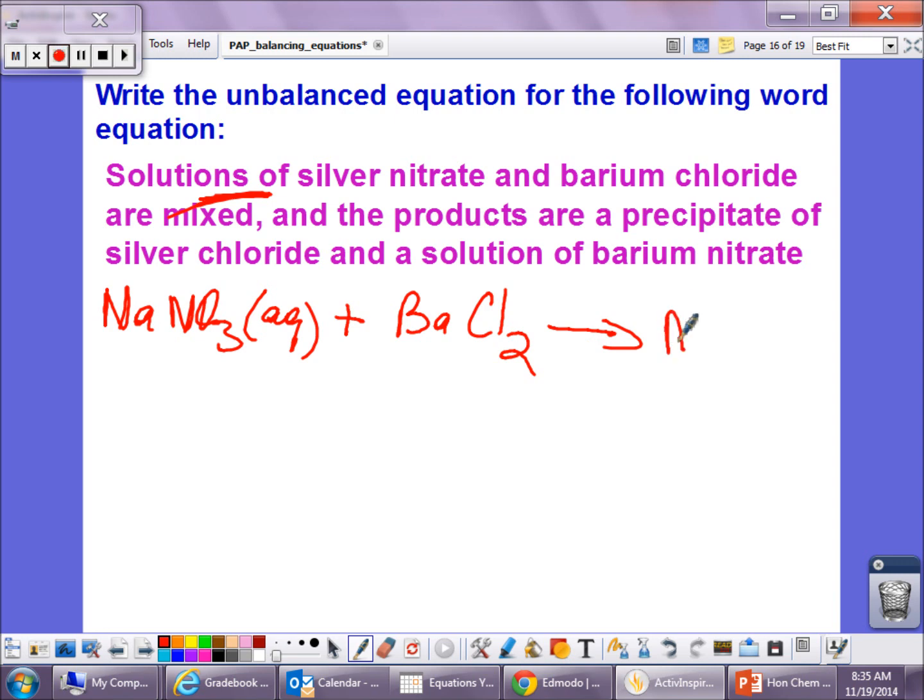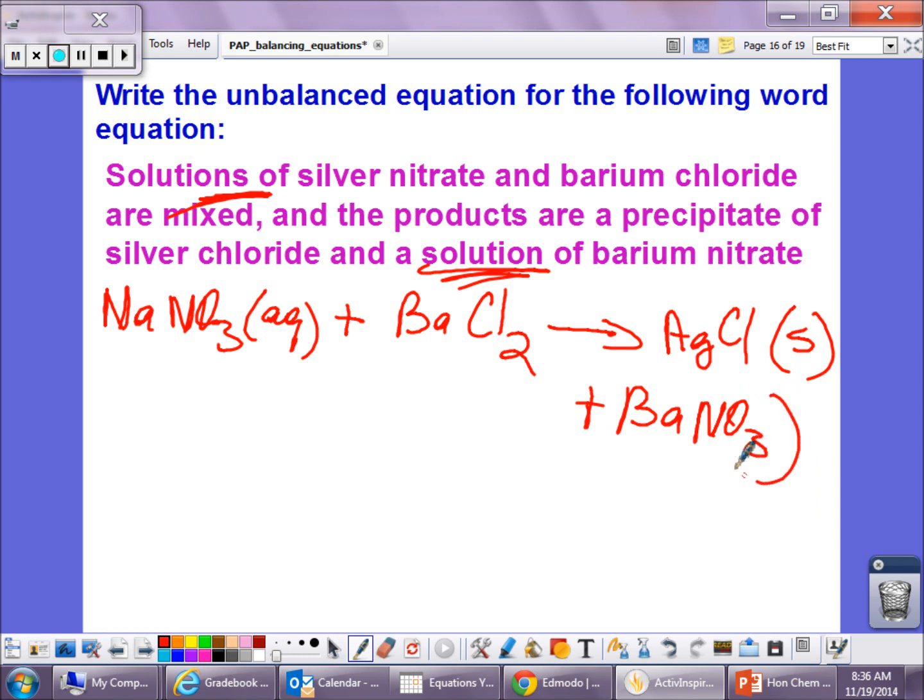Silver chloride is AgCl. Precipitate, we learned, is the formation of a solid from 2 solutions. So my precipitate is a solid. It says and, I write plus. Barium nitrate: barium 2 plus, nitrate 1 minus. I need 2 nitrate for every 1 barium, and it says solution. This is my skeleton equation.